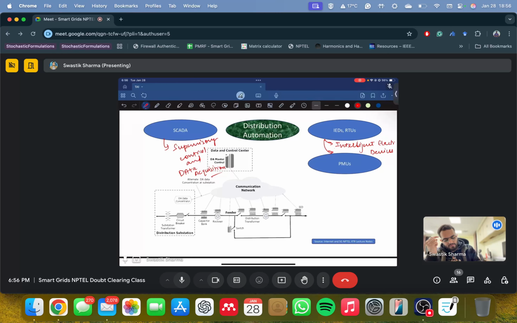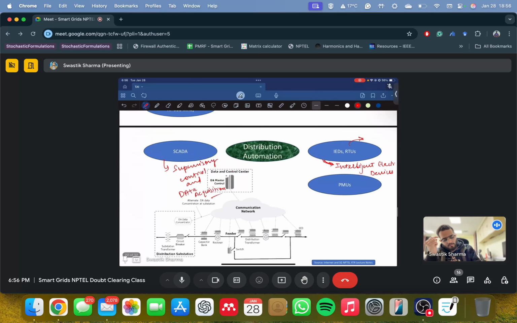You have RTUs, which are remote terminal units, right? What they do is they support the transfer of data from a particular location to a different place, right? And PMUs are replacing IEDs and RTUs collectively. It is replacing them in the sense that now you require only one PMU to manage everything. These are called phasor measurement units.